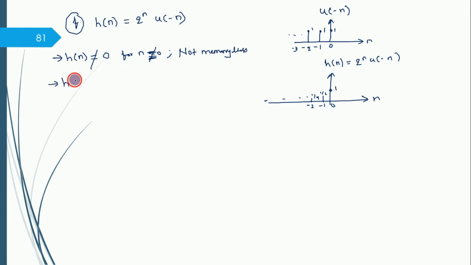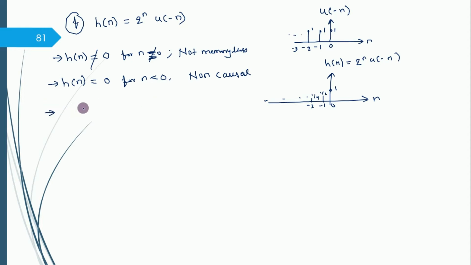Now regarding causality, the condition is h of n should be 0 for all the values of n less than 0. But here for n less than 0 you have a value. Hence it is a non-causal system.